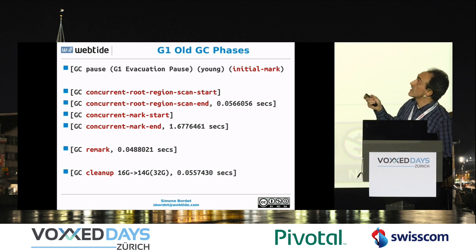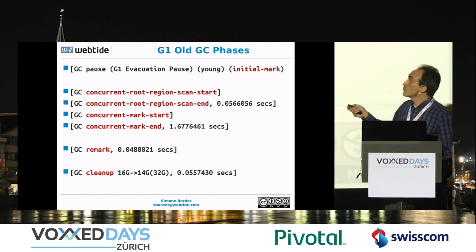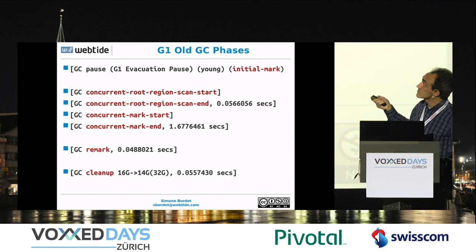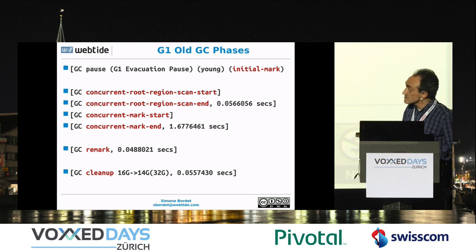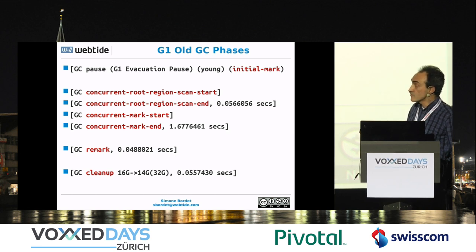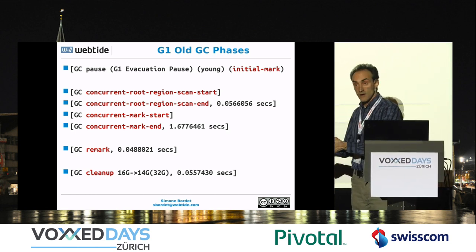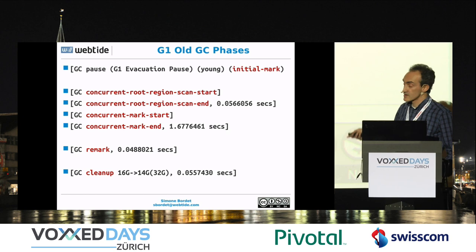So this is how it looks in the log. We have an initial mark here, which detects the roots. And then we have concurrent region scan. And then we have the concurrent mark starting. You see in this case, it took like 1.67 seconds to navigate all the object graph. And then we have the remark phase, 48 milliseconds, and then the cleanup phase. You see in this particular case, it went from 16 gigabytes to 14. So it basically reclaimed 2 gigabytes worth of old regions that were completely full of garbage. And it took 55 seconds to do that.